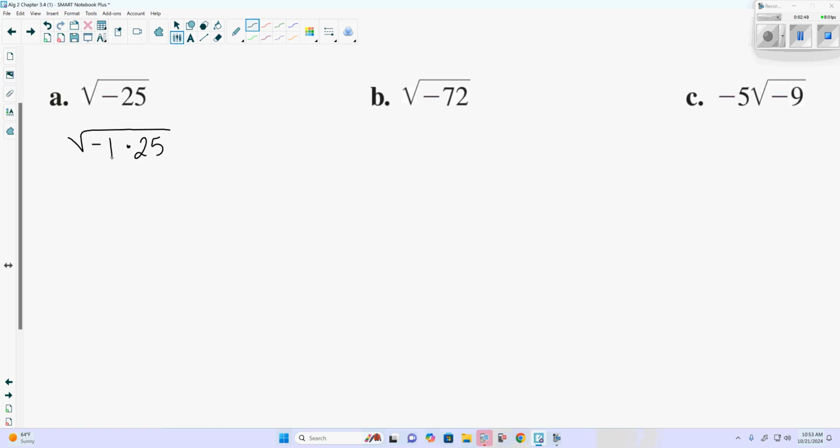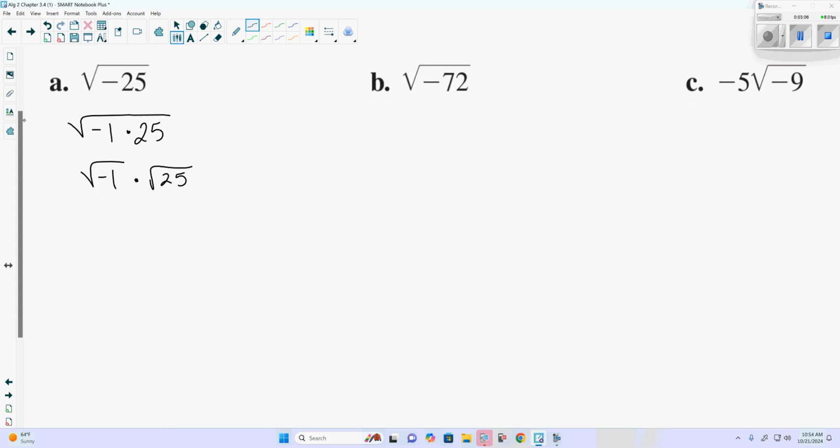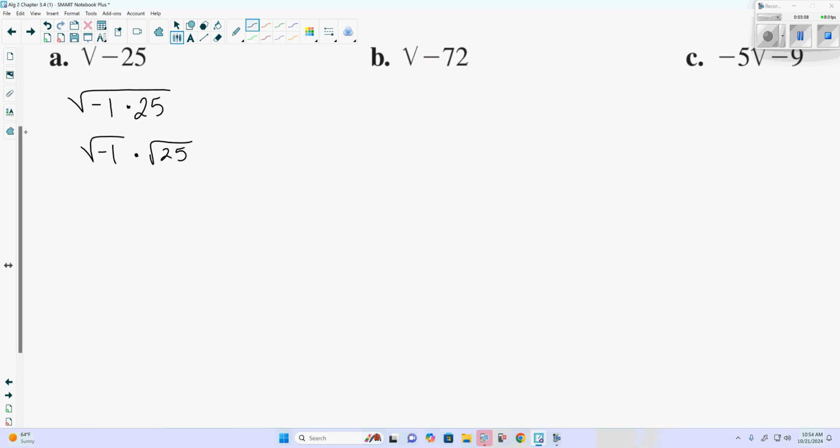because really we can think of the square root of negative 25 as 2 parts, because we have the square root of negative 1 and our square root of 25. Now, according to our properties of radicals, we can break this up as the square root of negative 1 times the square root of 25. Well, what is the square root of 25? 5, because 5 times 5 is 25. The square root of 25 is 5.